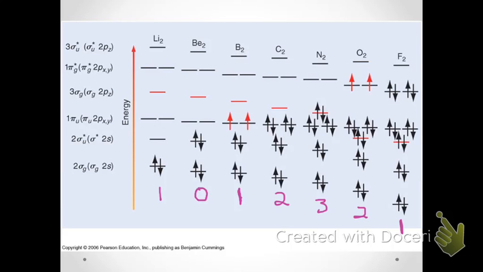The other thing that's important to note as we go across here is the relative ordering of the 1 pi u and the 3 sigma g orbitals. From lithium through nitrogen, we'll note that the pi orbitals, the degenerate pi orbitals, are lower in energy than the sigma orbital. On the other hand, when we get to O2, we'll find that the sigma orbital actually is lower in energy than the pi orbital, which is also the case for diatomic fluorine.